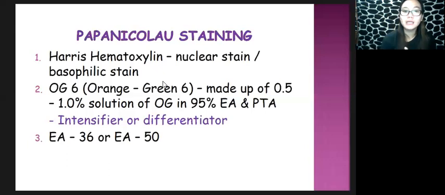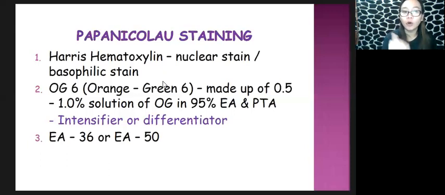So it is the primary stain, it is the nuclear stain, it is the basophilic stain that is incorporated in your Papanicolaou. All right, so after your Harris hematoxylin, since it is oftentimes utilized as part of a regressive stain, what are we going to do if this is a regressive stain? We perform decolorization or differentiation.